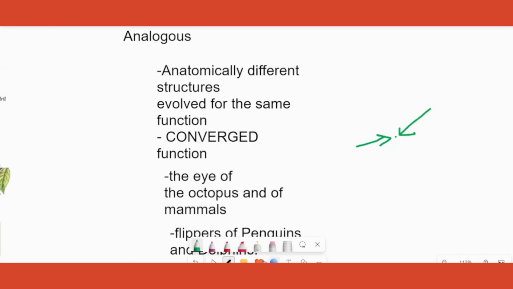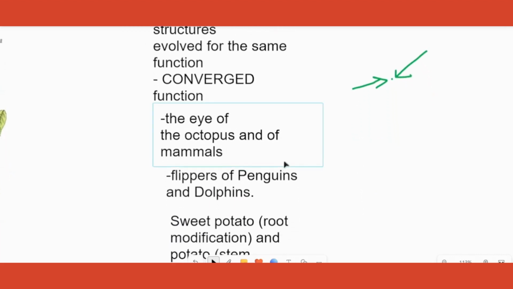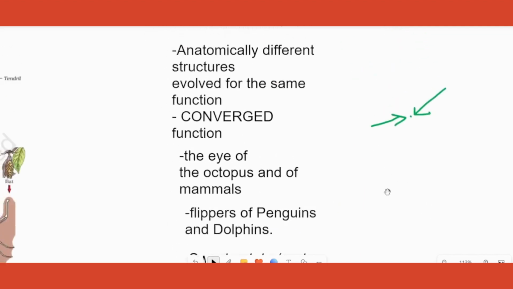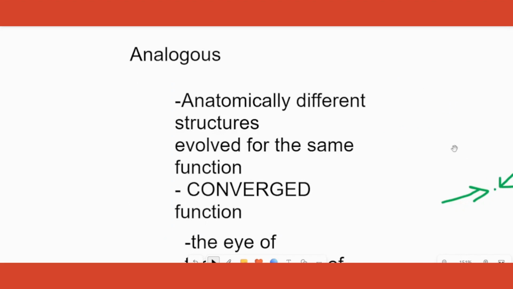Alright, more examples are given in your textbook. You're supposed to learn all of them. Eye of octopus and mammal, flipper of penguin and dolphin. From the plant kingdom, sweet potato and potato, we feel like they both are the same category, but they are not. One is a root modification, another is a stem modification, but their function remains the same. You know what is the function? The function is to store starch, right? So these are the evidences for evolution.